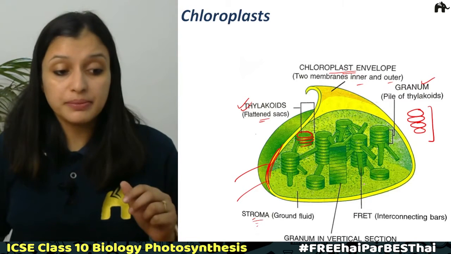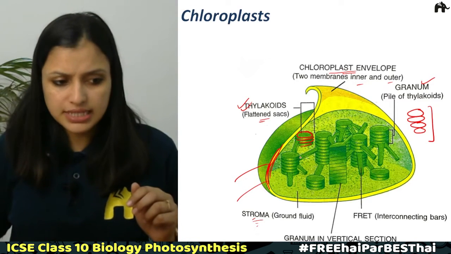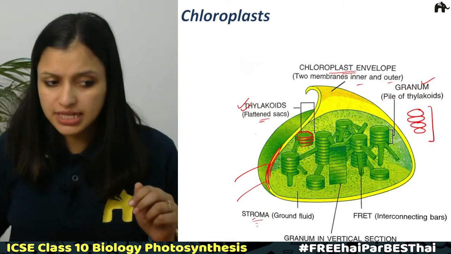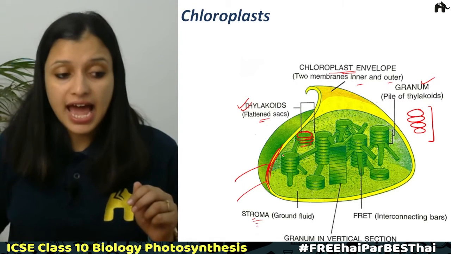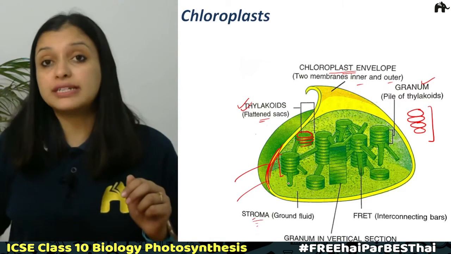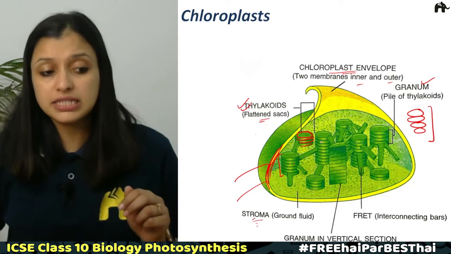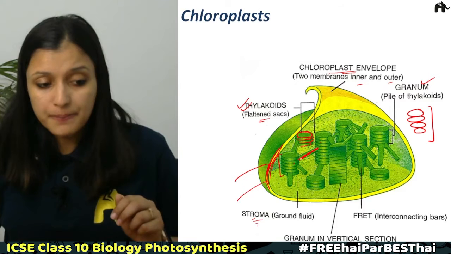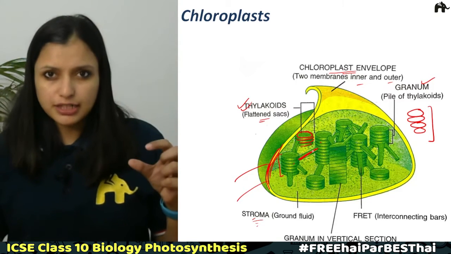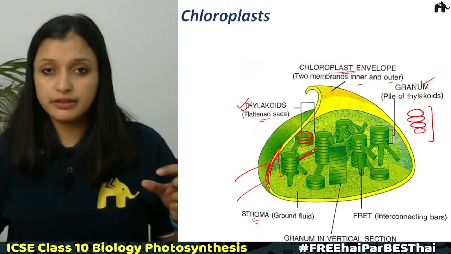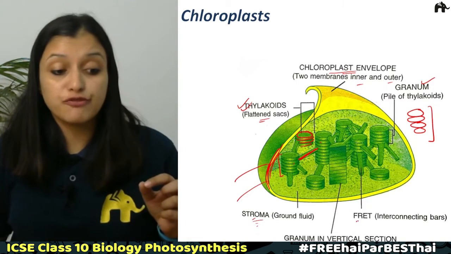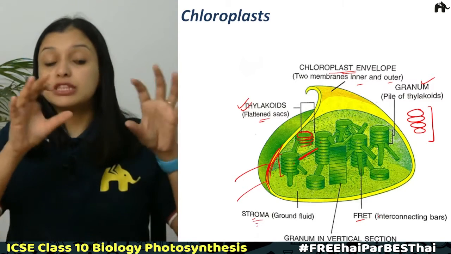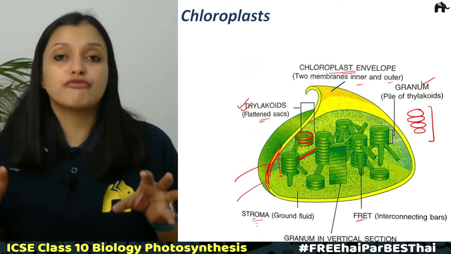Now there are some interconnecting bars. So you can see over here, this is one grana, these are the thylakoid stacks, and the complete one is called grana, and this grana is connected to the next granum with an interconnecting bar, a kind of a rod, right? So that is called a frets, correct? So this is the structure of a chloroplast.